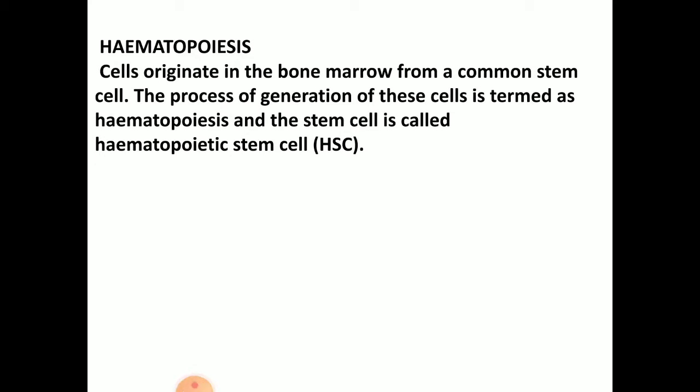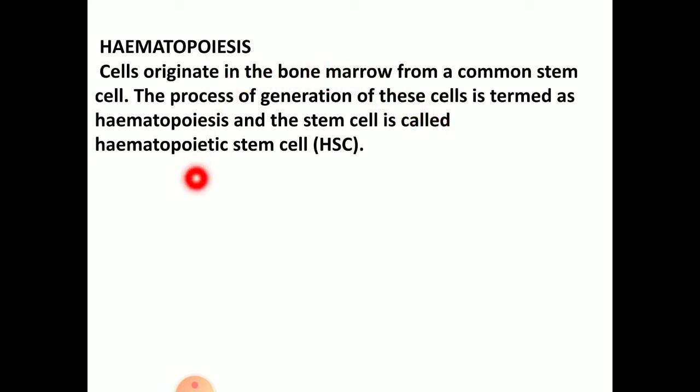So the definition of hematopoiesis is: the cells originate in the bone marrow from a common stem cell. The process of generation of these cells is termed hematopoiesis, and the stem cell is called the hematopoietic stem cell. So what is hematopoiesis? It is the process of generation of the blood cells.